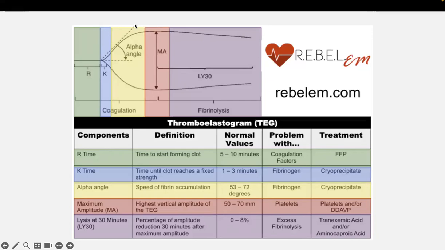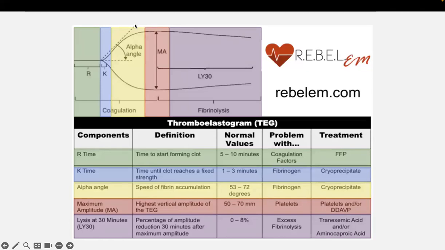And then we're going to the alpha angle. So the alpha angle looks at the rate of fibrinogen buildup. Yeah? If you have a small angle, it means there's not enough fibrinogen for it to build up. So you need to give fibrinogen. Again, we know that fibrinogen is in cryoprecipitate. So you'll give it at 1 unit per 10 kg of the patient. And if it's large, it's a fast rate of fibrinogen. There's too much fibrinogen. Okay, did everyone understand the K time and the alpha angle?